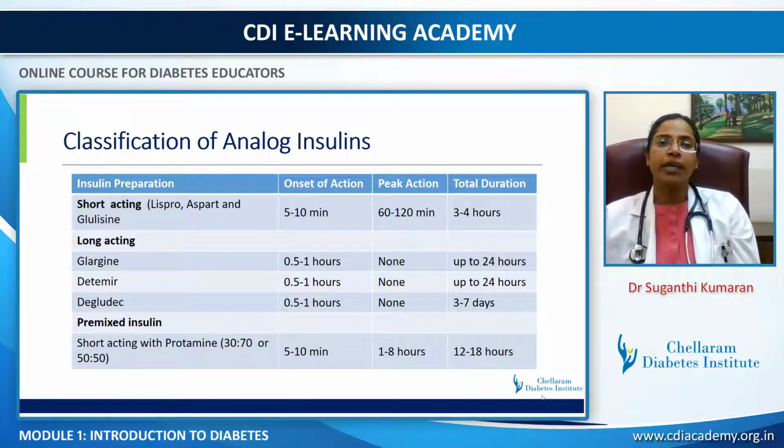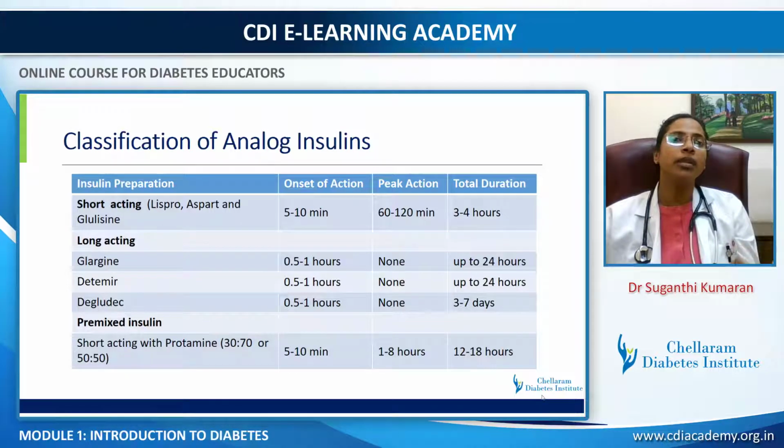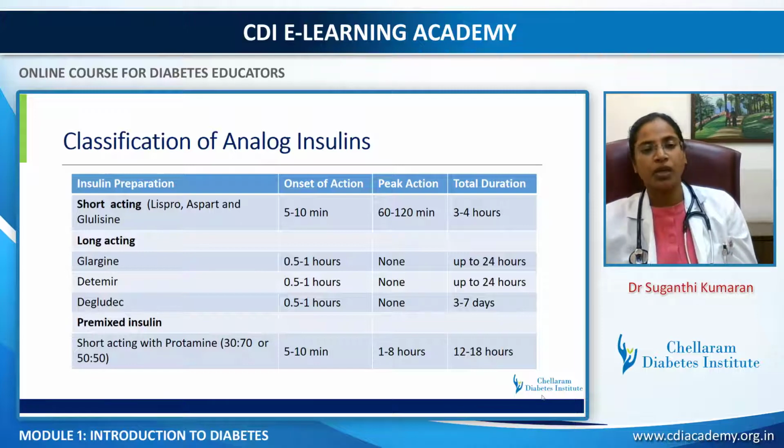The short-acting includes Lispro, aspart and glulisine. As the name says, it is short-acting. In fact, shorter than the human insulin. It acts within 5 to 10 minutes, reaches a peak in 1 hour to 2 hours, and then it's out of the system by 4 hours.